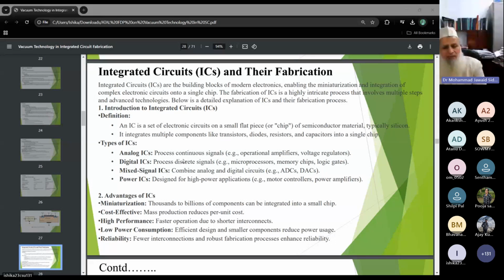Advantages of ICs: miniaturization, thousands to billions of components can be integrated into a small chip. On a wafer, we may have thousands of chips, so that is why it is very cost effective. Mass production reduces the per unit cost. High performance: faster operation due to shorter interconnects. Low power consumption: efficient design and smaller components reduce power usage. Reliability: fewer interconnections and a robust fabrication process enhance reliability.